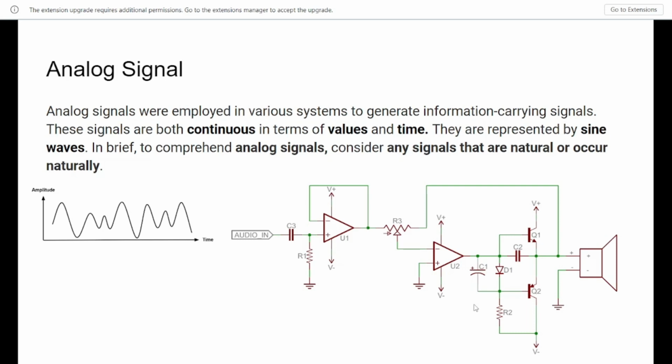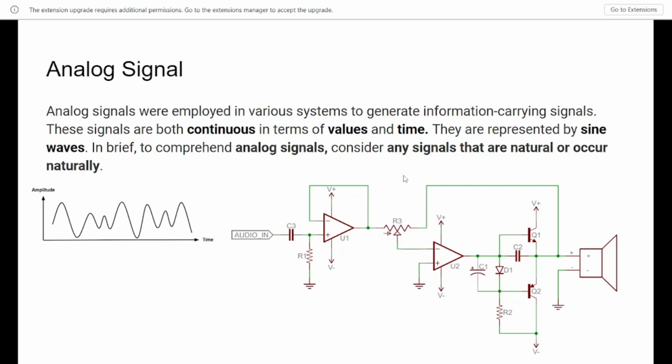Analog signals were employed in various systems to generate information-carrying signals. These signals are both continuous in terms of values and time. They are represented by sine waves, as we can see here. In brief, to comprehend analog signals, consider any signals that are natural or occur naturally.